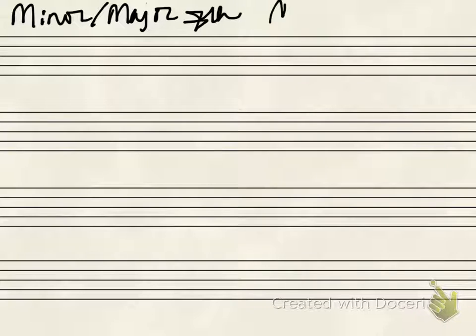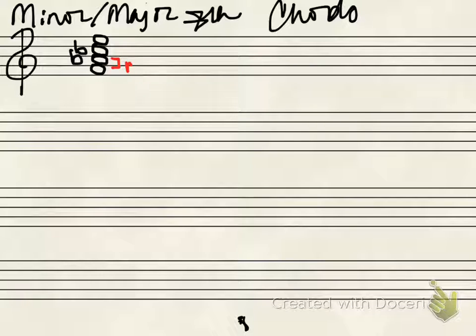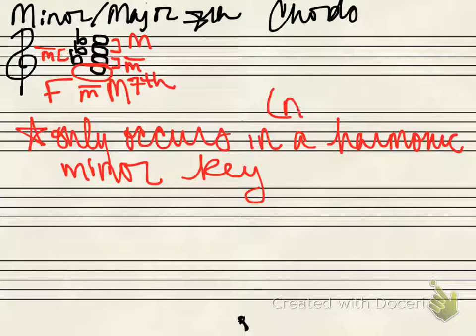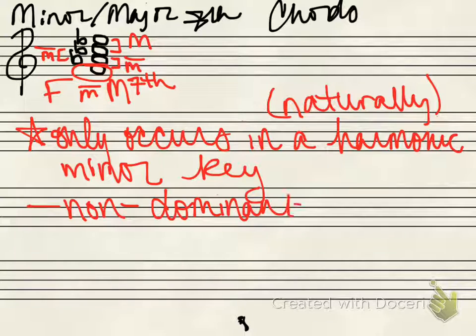Now the last type of seventh chord we're going to look at is a special one. They're called minor major seventh chords, and these don't appear everywhere. There's a minor triad on the bottom, a minor triad in the middle, and a major triad on top. And this is notated as F minor major seventh. And this only occurs in a harmonic minor key. And it occurs naturally in a harmonic minor key. Also, it's going to be a non-dominant seventh chord.